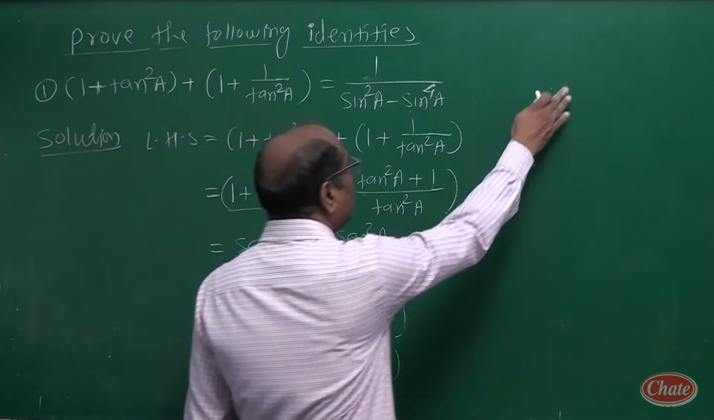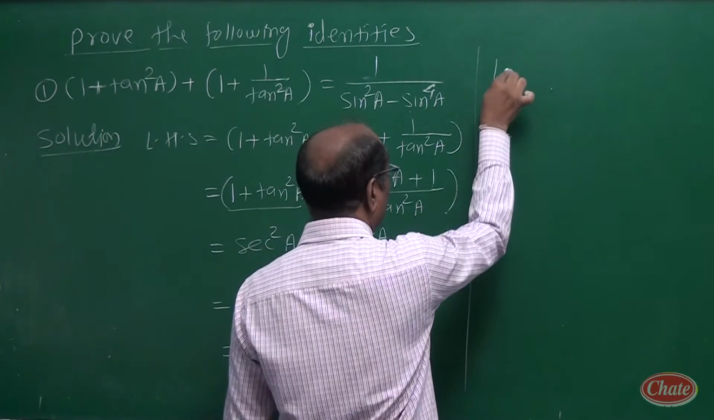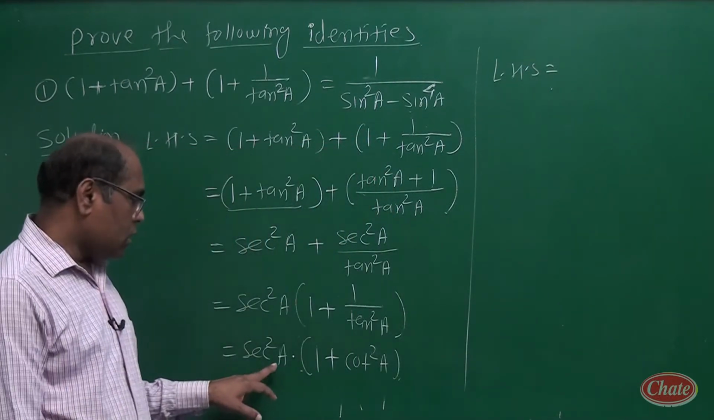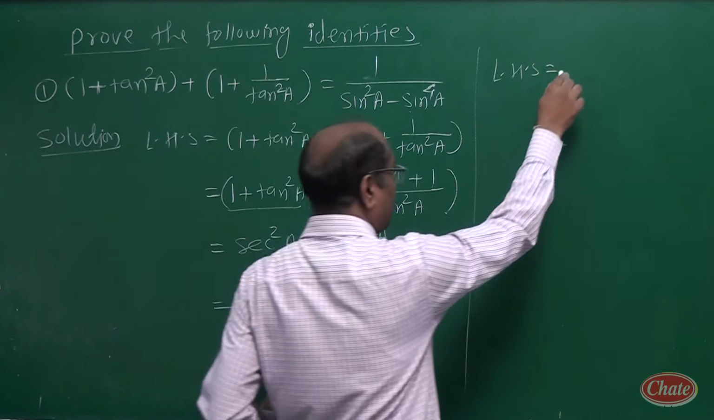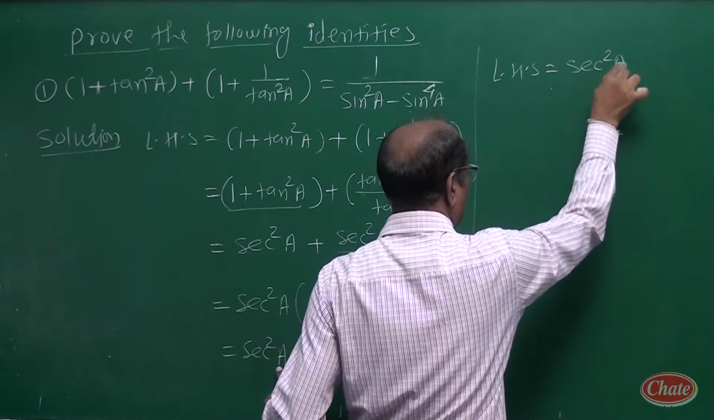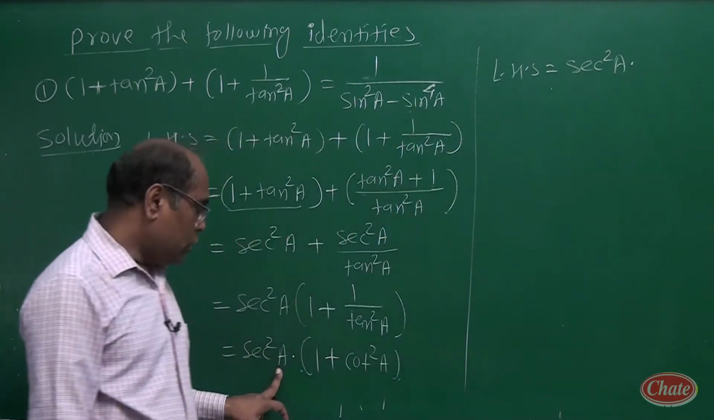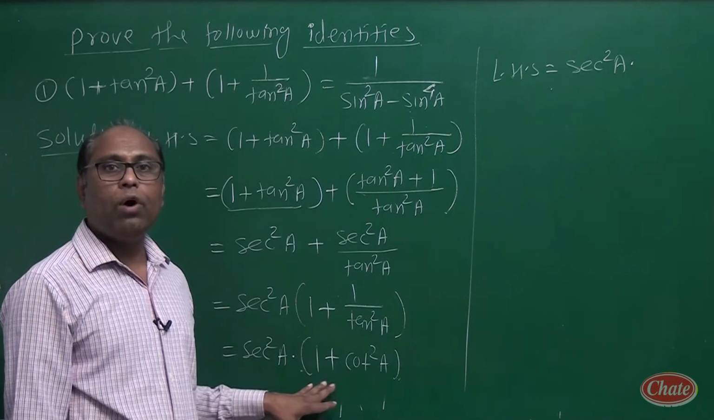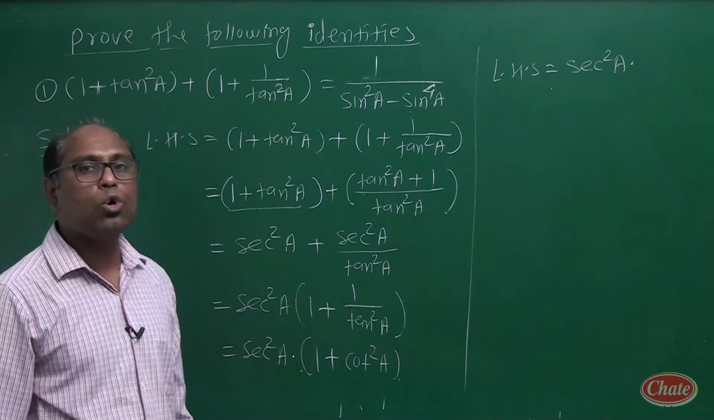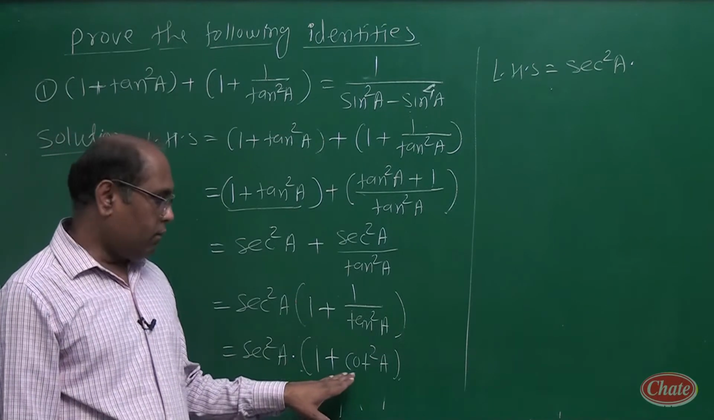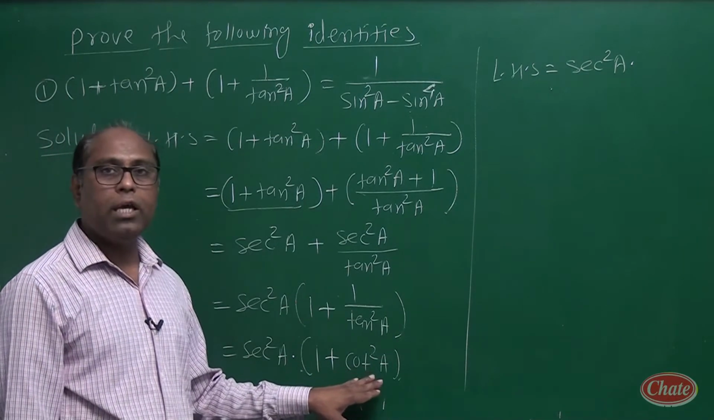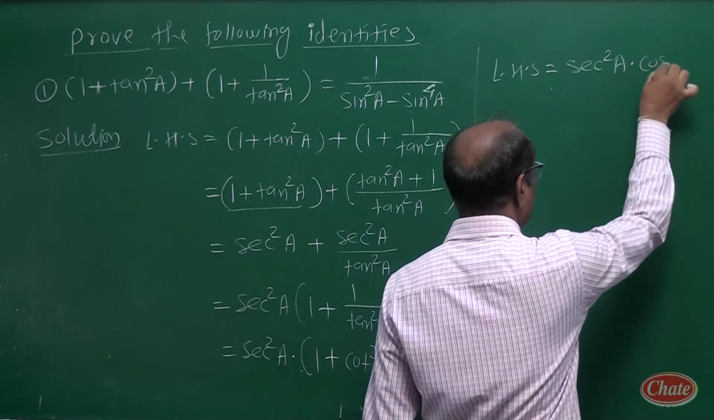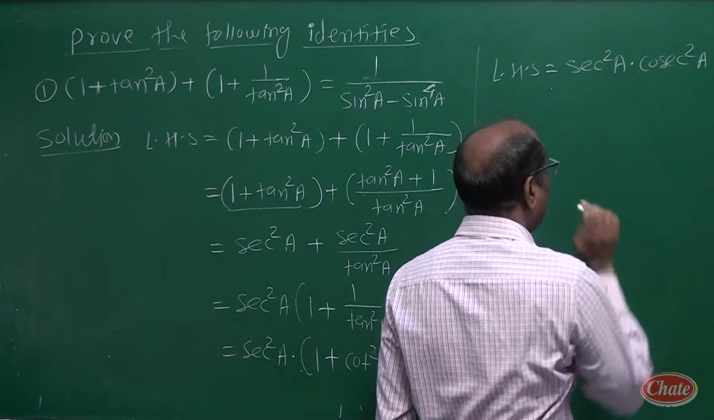So therefore LHS is equal to sec square a into 1 plus cot square a. What is the value of 1 plus cot square a? 1 plus cot square a means cosec square a, that is the identity.